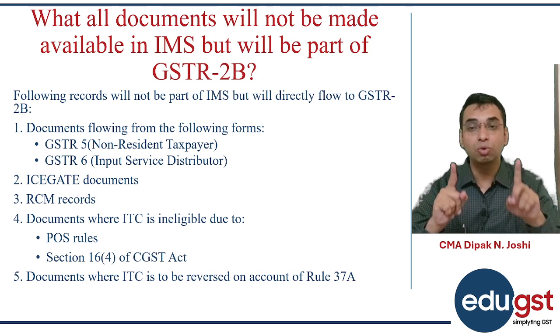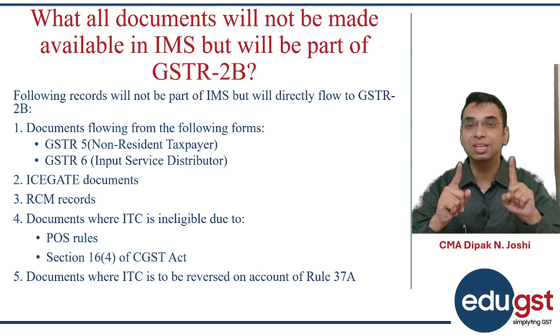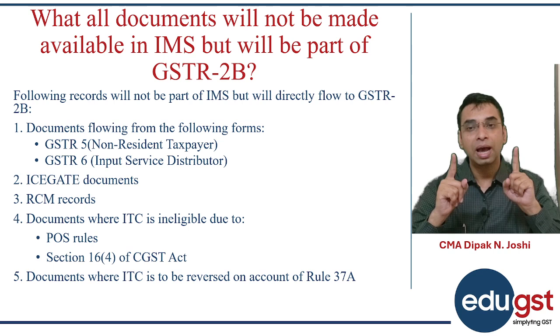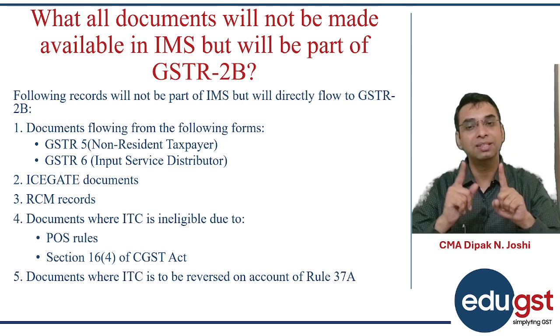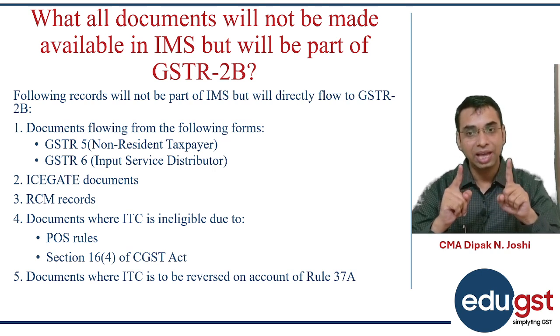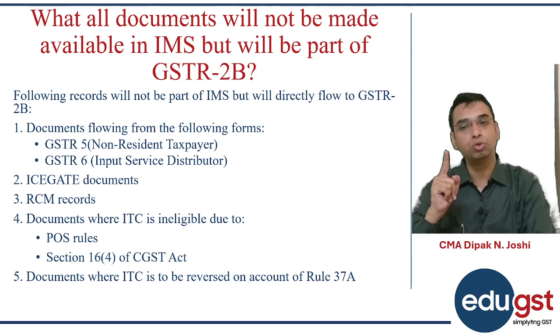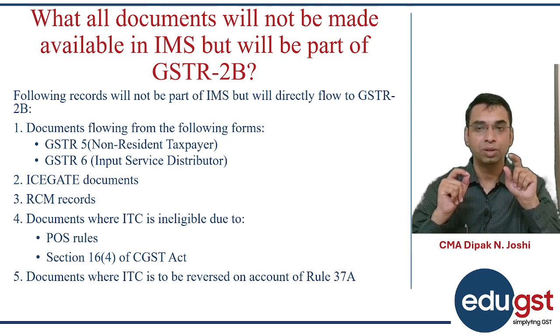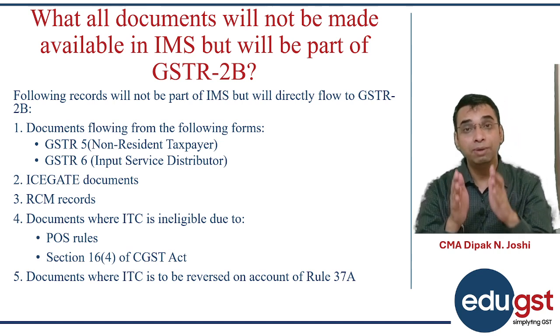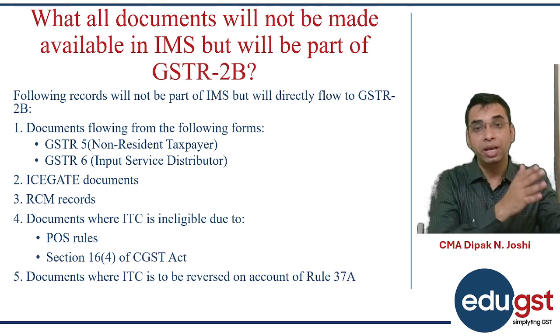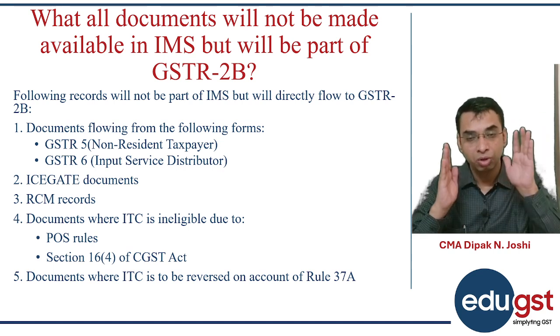So once again, let us see which records these are. First, GSTR5, which is filed by the non-resident taxpayer. GSTR6, input service distributor. ISGATE documents, that is documents related to import. RCM records. Documents where ITC is ineligible due to place of supply rules or because of the time limit specified under section 16(4). And last, documents where ITC is required to be reversed on account of Rule 37A. All these 5 types of documents will not auto-populate on your IMS portal. They will be directly in your GSTR2B. They will not be in your IMS portal.